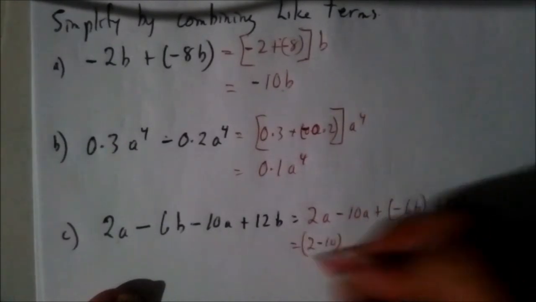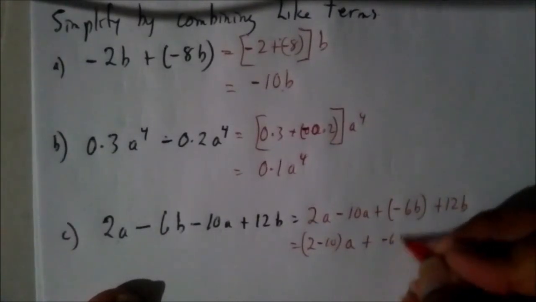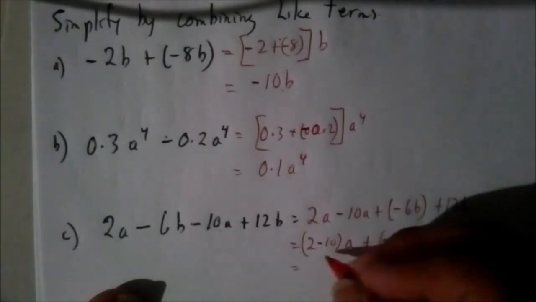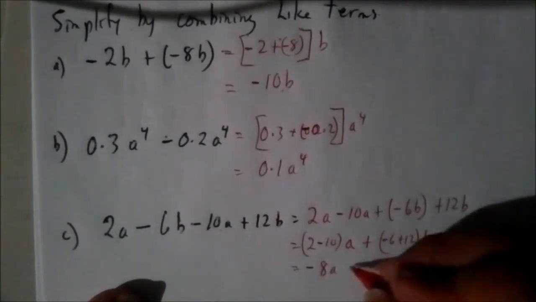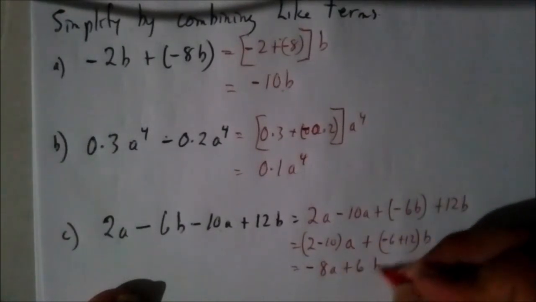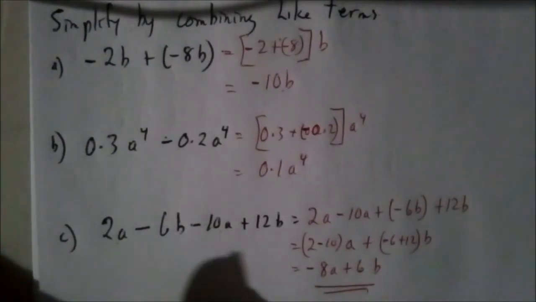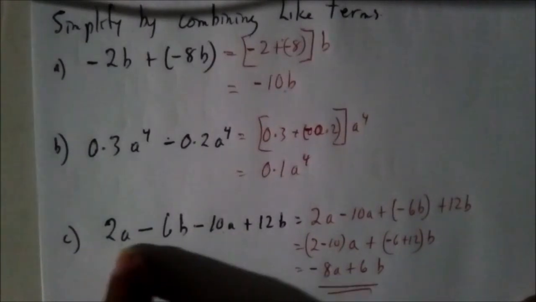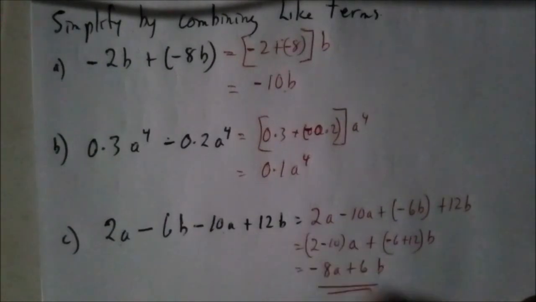Here now we have 2 take away 10. I'm going to shortcut some more. a, I put here plus the negative 6 plus 12, open close bracket, b, and 2 take away 10 is going to give me negative 8a, and negative 6 plus 12 is going to give me plus 6b, and that is the simplified algebraic expression for that particular one there. So notice what we did here. We combined the 10a and the 2a, combined the negative 6b and the 12b.